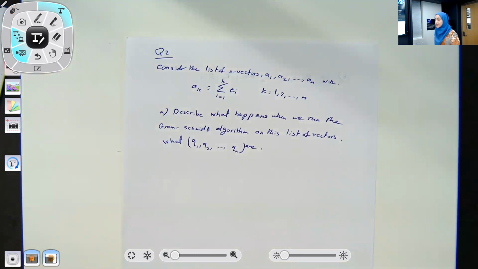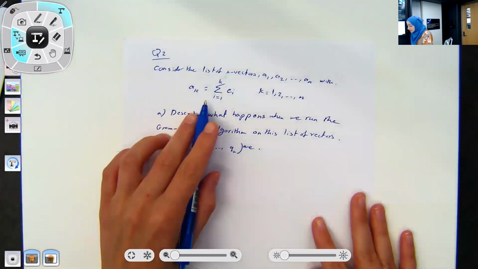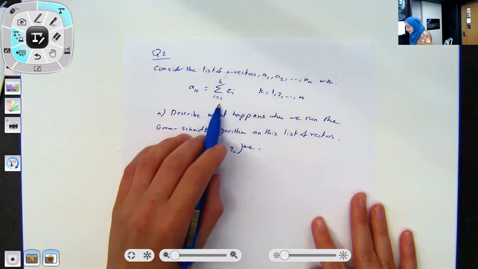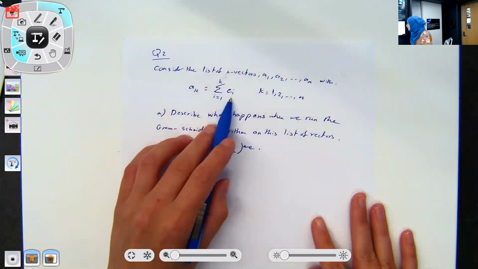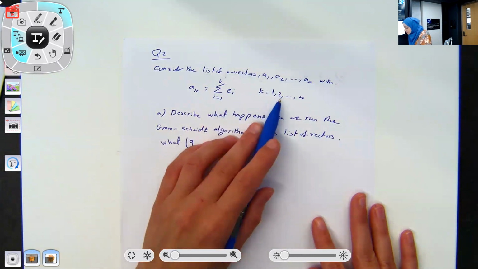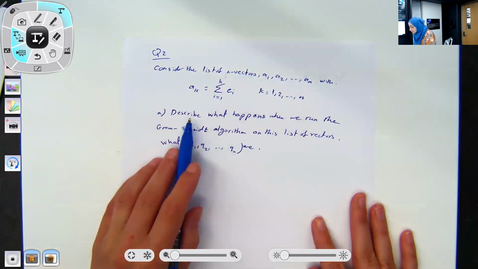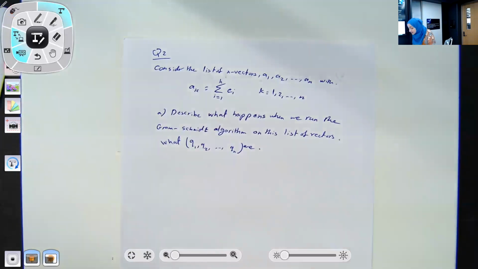In question 2, they ask: consider the list of n vectors A1, A2, up to AN, with AK equal to the sum of I equals 1 up to K of EI, where K equals 1, 2 up to N. Describe what happens when we run the Gram-Schmidt algorithm on this list of vectors. We need to find Q1, Q2 up to Qn. So the question asks you to find the values of Q1, Q2 up to Qn.